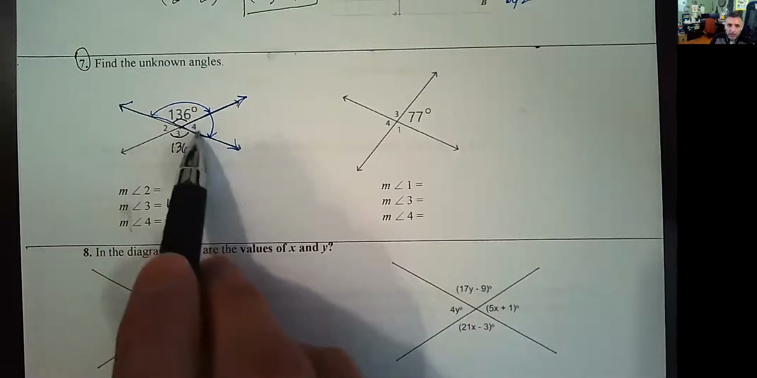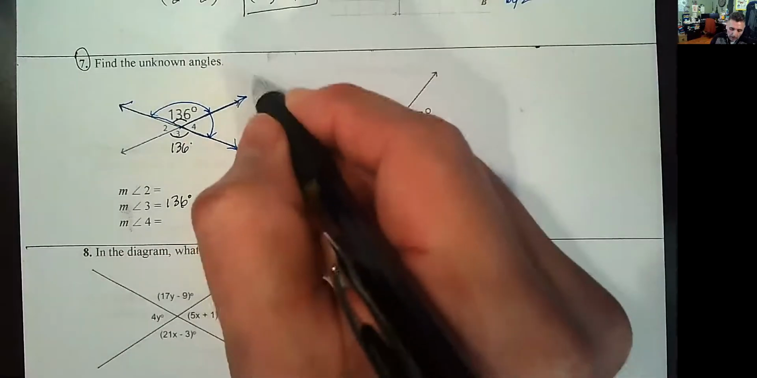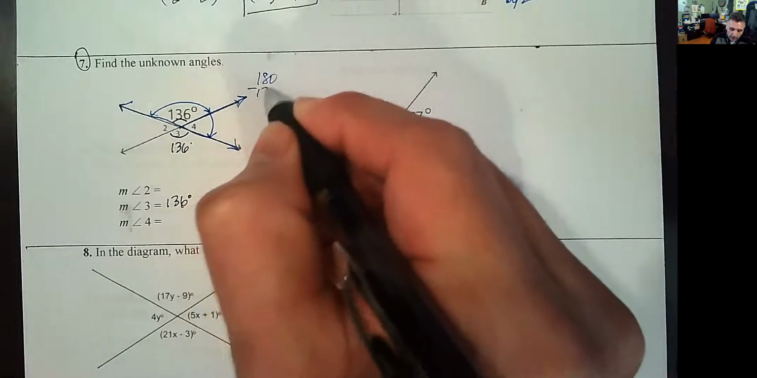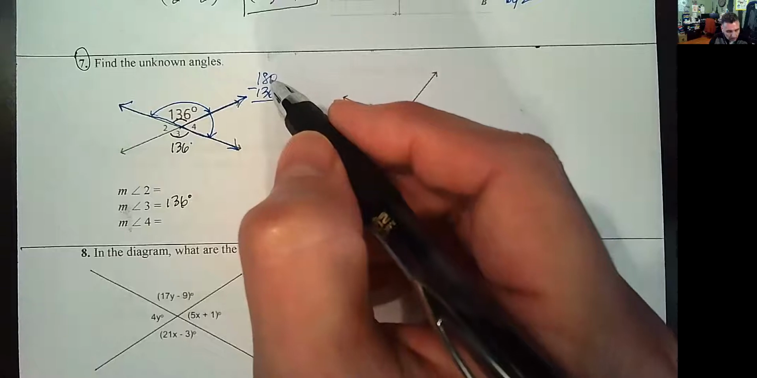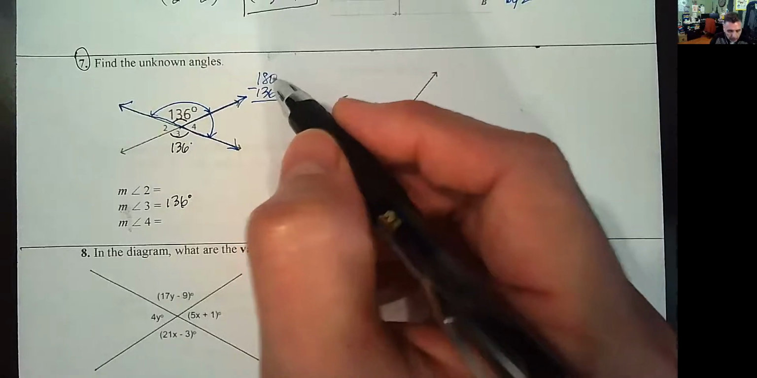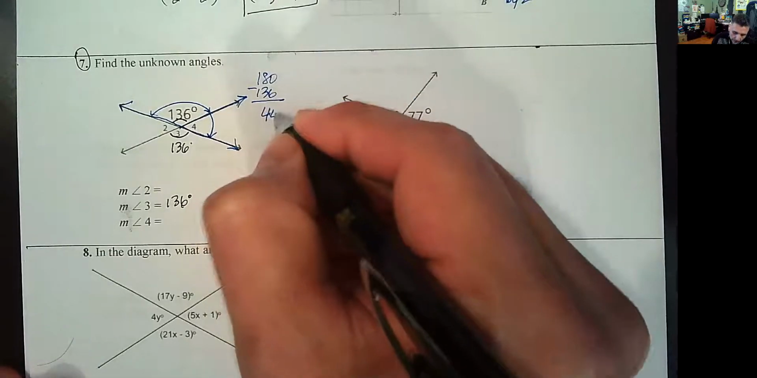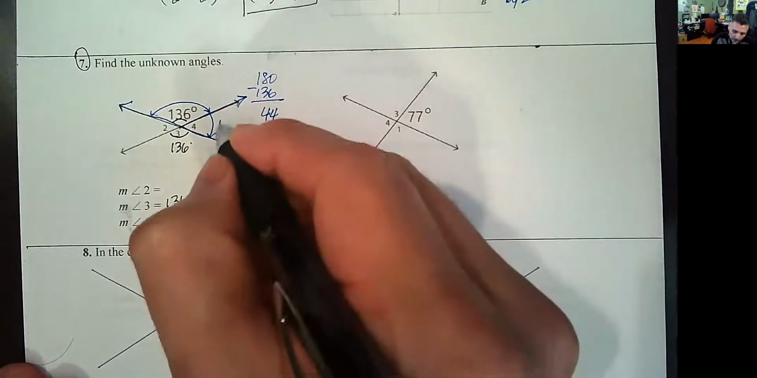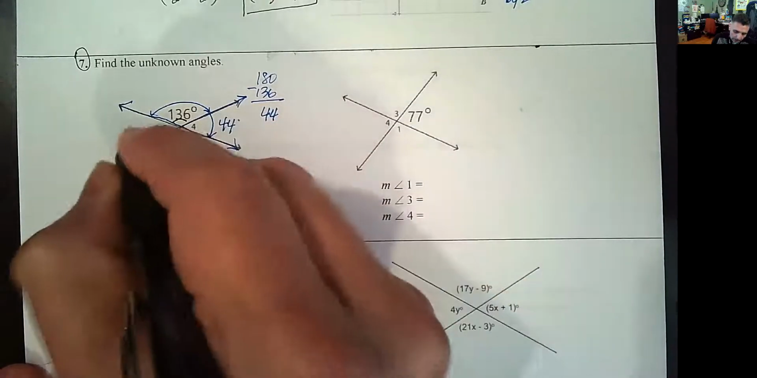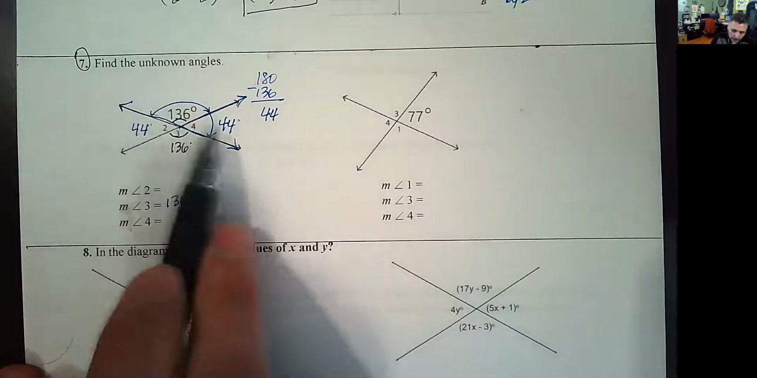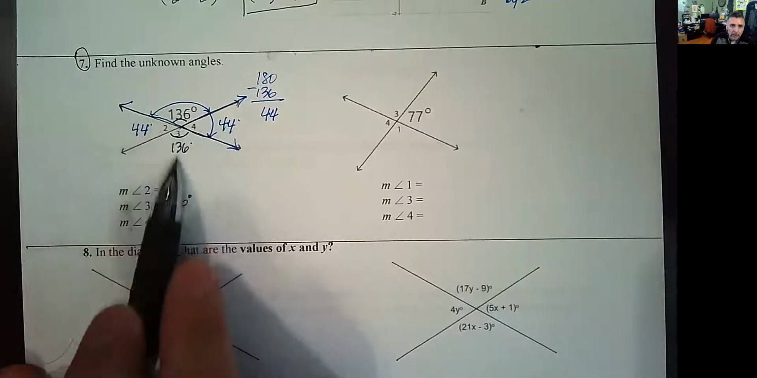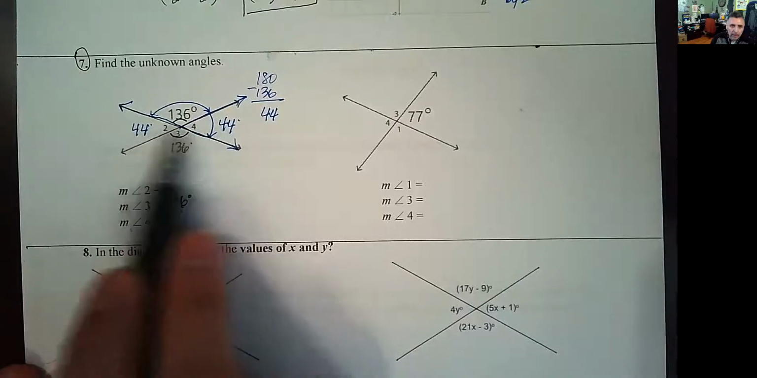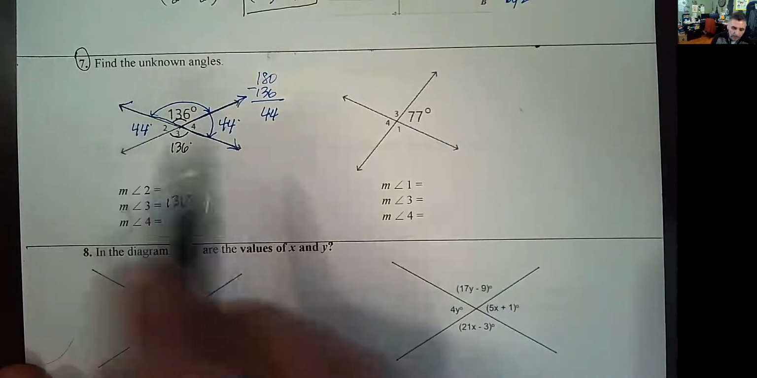So if I want to figure out this angle measure, all I need to do is take 180 minus 36. And that gives us 44. So I know this side is 44, and then I know this side is 44, again, because these are vertical angles. Always the two angles that are across from each other in this X pattern will be vertical angles, or congruent.